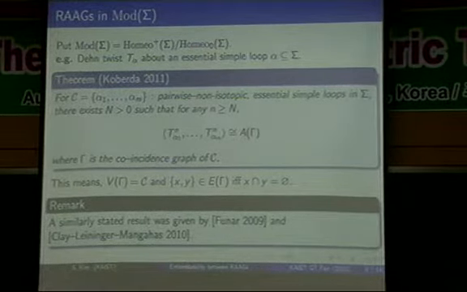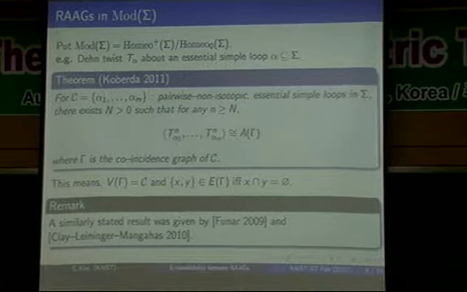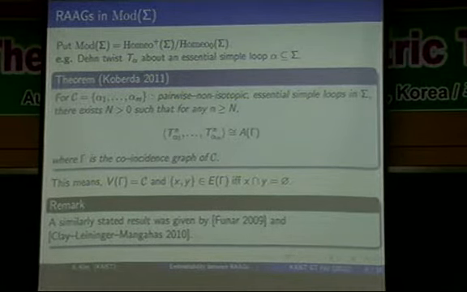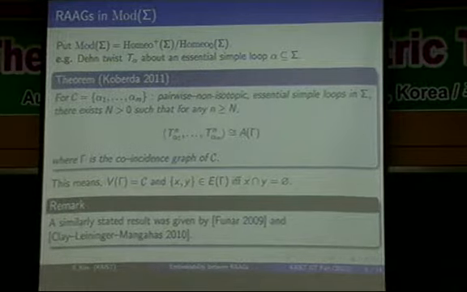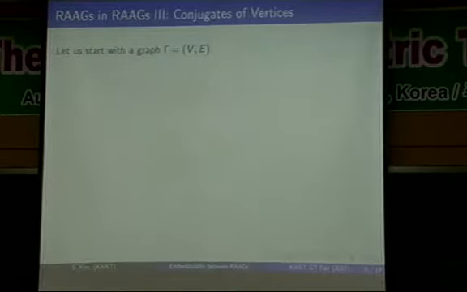So the vertices of gamma are just the curve set C, and whenever two curves are disjoint, we put an edge. A similar result was also given by Funar in 2002. He gave a more quantitative version, a lower bound on right-angled Artin subgroups of mapping class groups, and also Clay, Leininger, and Mangahas. So this theorem or this philosophy is not completely unheard of in previous results. We'll get to it later.